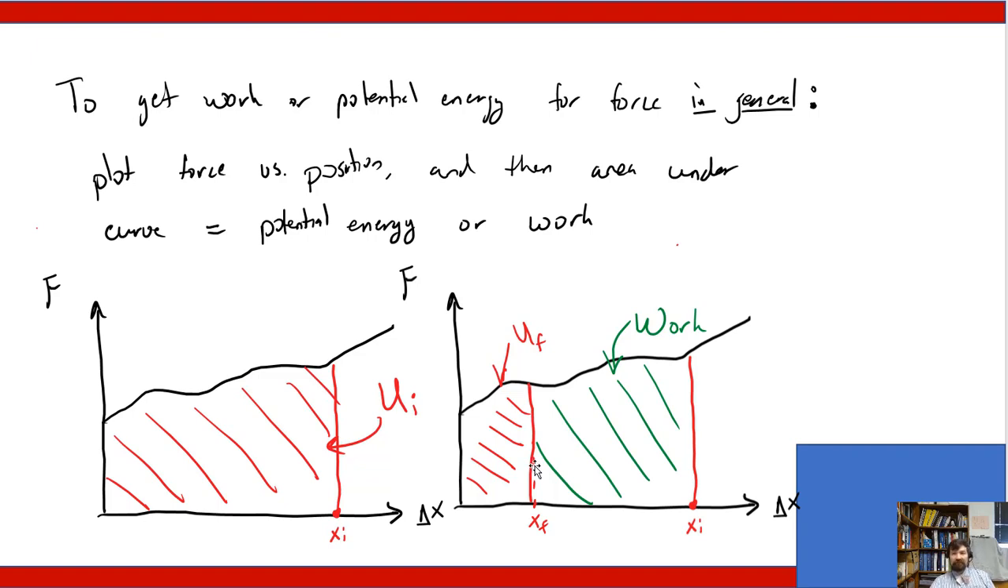Okay, and this works for a force that is not constant. It also works for a force that's constant. Okay.